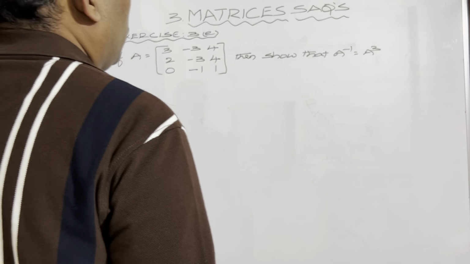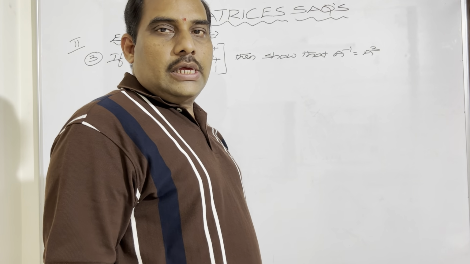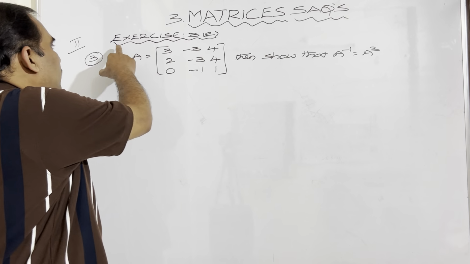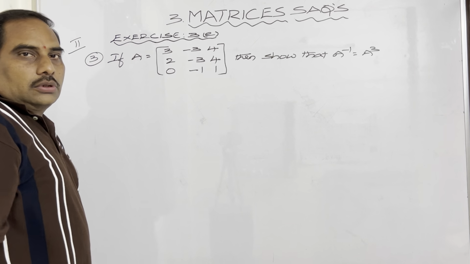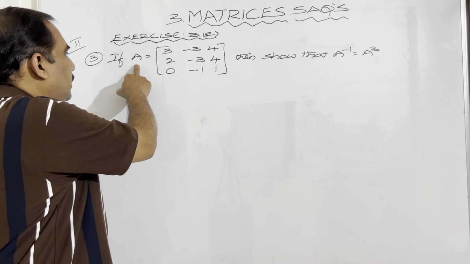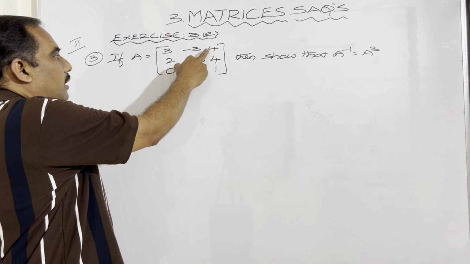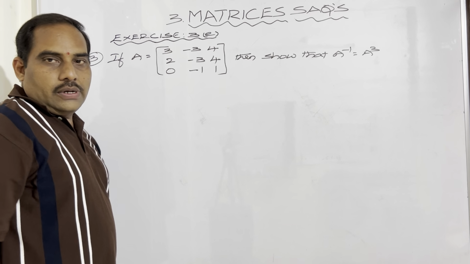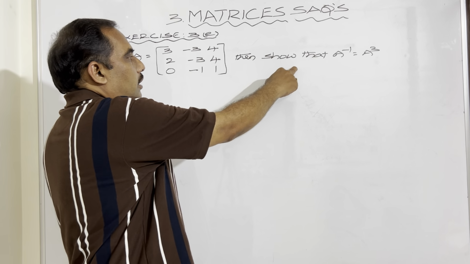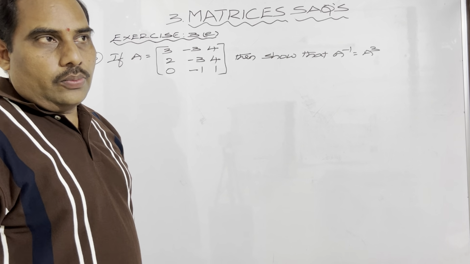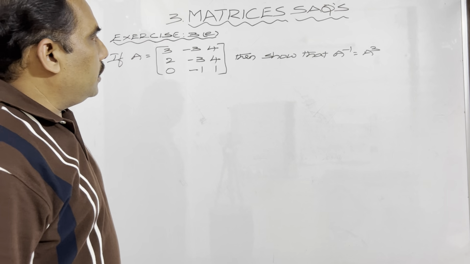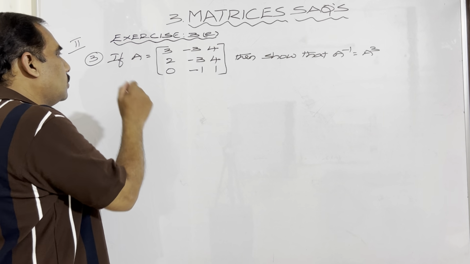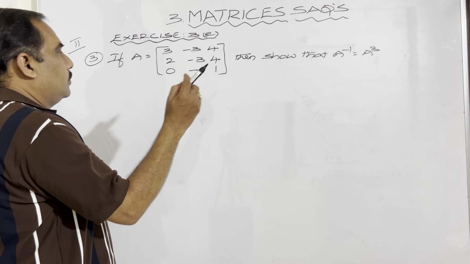In this video, we are going to discuss matrices, SAQs, exercise 3E, section 2, third problem. If A is equal to the matrix [3, -3, 4; 2, -3, 4; 0, -1, 1], then show that A inverse is equal to A cube, which is also a very important problem. So now, how to show A inverse is equal to A cube?